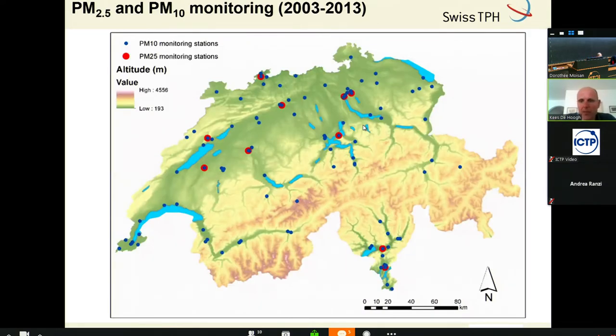So for Switzerland, I did this, and Massimo did something similar in Italy. And here you can see we have PM2.5 stations across Switzerland, 10 of them, which were not really enough to apply this method. But thankfully, we also had PM10 monitoring sites and many more. We had about 100 of those.